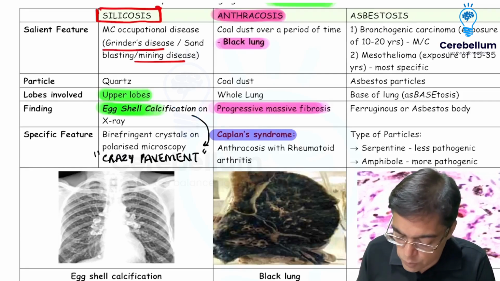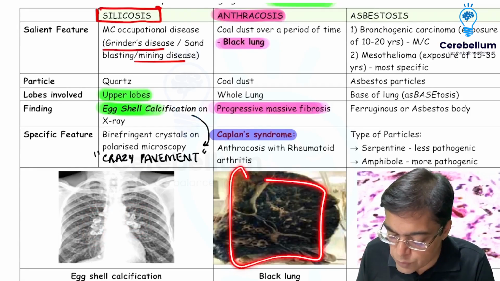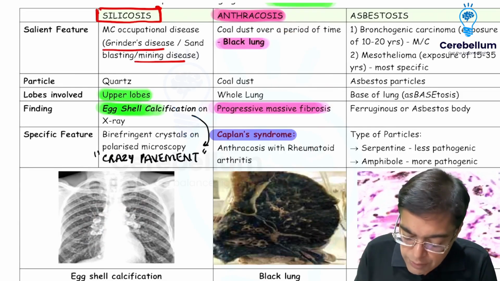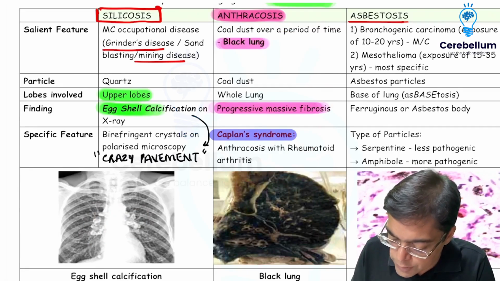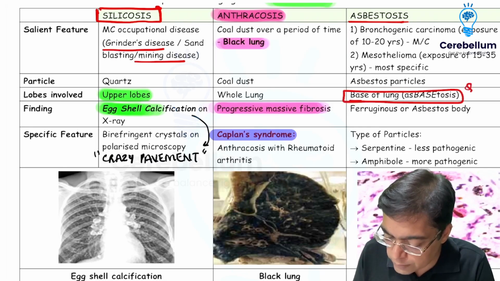Eggshell calcification is what you can see on the screen, with the presence of those lymph nodes, and the black colored lung is what you see in patients who are going to have anthracosis. One of the most dangerous dust particles about which we need to have an idea is asbestos. Asbestosis has a property that it is responsible for causing involvement of the base of the lung.